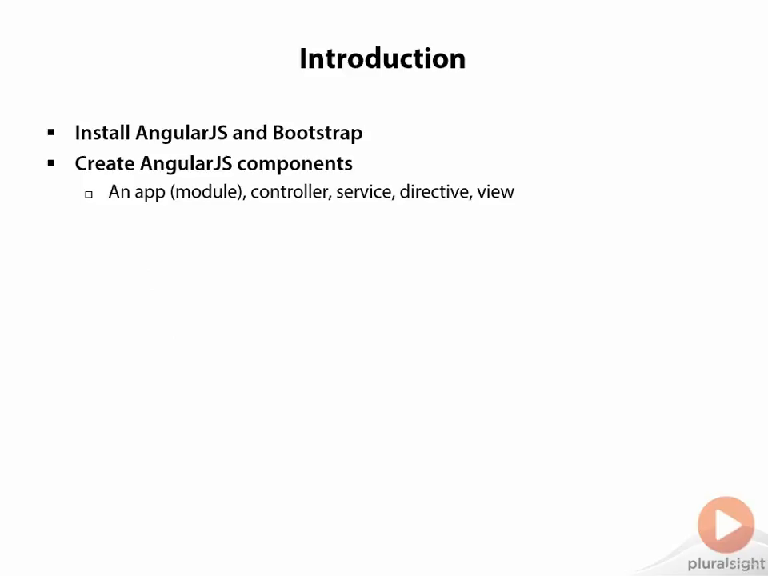Next, we'll put together all the Angular components we'll need for a basic app. These include a module, controller, service, directive, and a view. The form markup will be stored in the view, which is simply an HTML file that Angular will load as needed. This view will be displayed by a simple declarative HTML tag, employee-form, which we create as a directive.